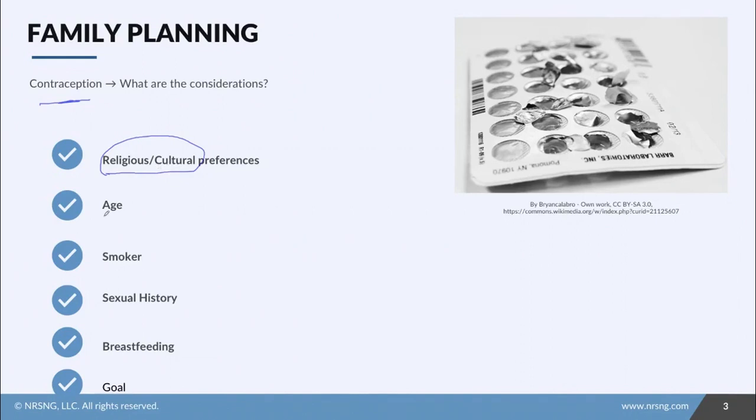We need to know their age. Specifically for an older patient, there's certain medications that might not be as good for them. For example, the oral birth control pills, because oral birth control pills put you at a higher risk for blood clots. So it wouldn't be a good idea, because older patients are already more at risk for that. We also need to know if they're a smoker. Same reason. Smoking puts you at a higher risk for blood clots. Oral pills put you at a risk for blood clots. So we want to not prescribe that for that patient.